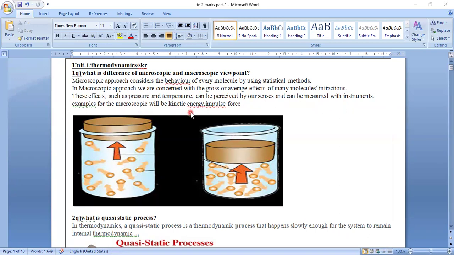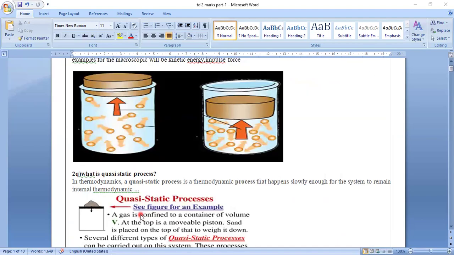Examples for the microscopic will be kinetic energy and impulse force. What are the macroscopic means? They are giving impulse, kinetic energy, micro.